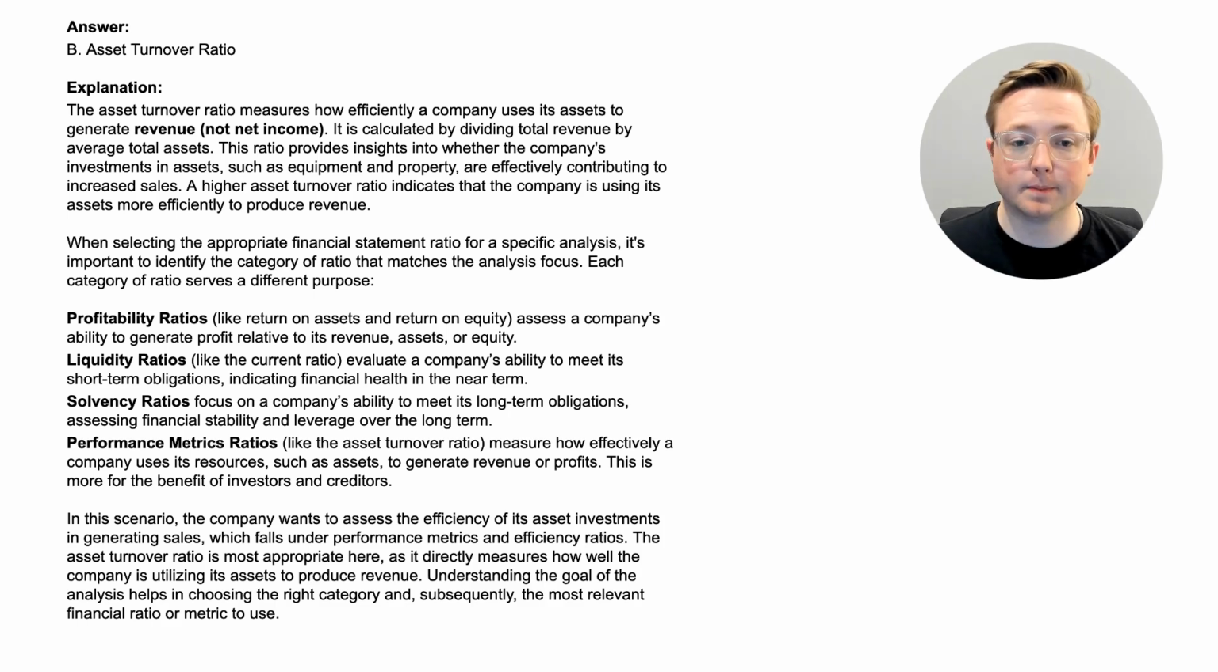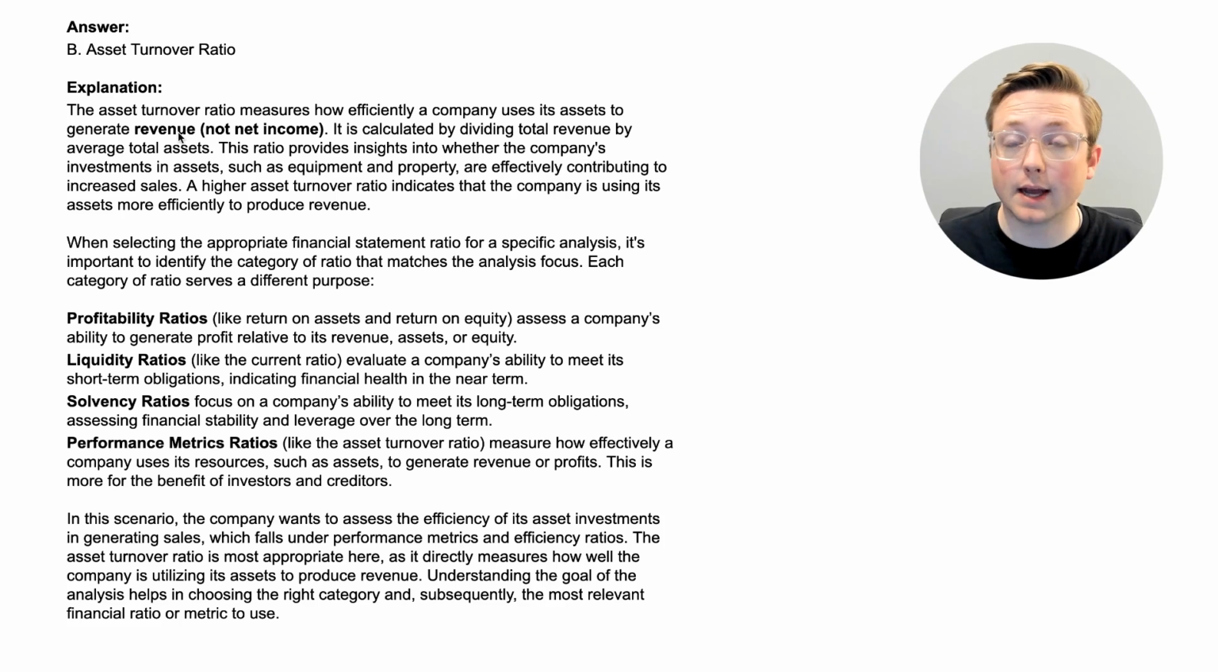So let's read this explanation. The asset turnover ratio measures how efficiently a company uses its assets to generate revenue, not net income. Now that is the difference here. Return on assets is net income divided by average total assets, whereas asset turnover ratio is specifically the revenue divided by average total assets. So that's why it makes a little bit more sense to look at this one.